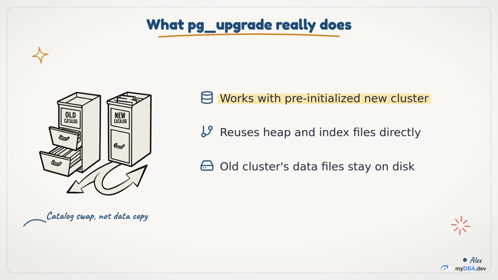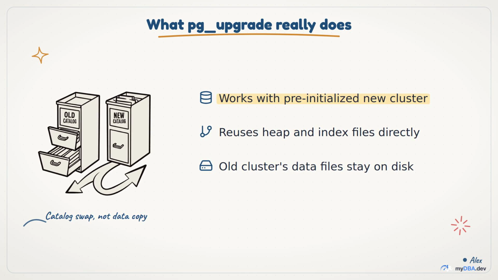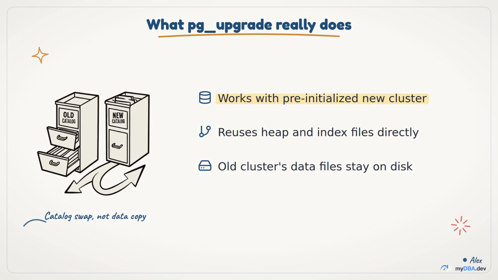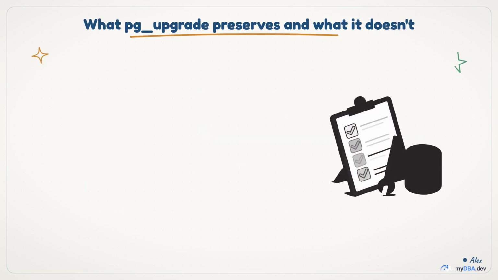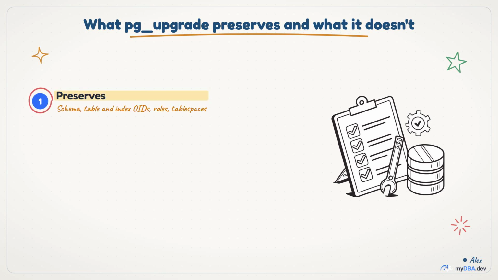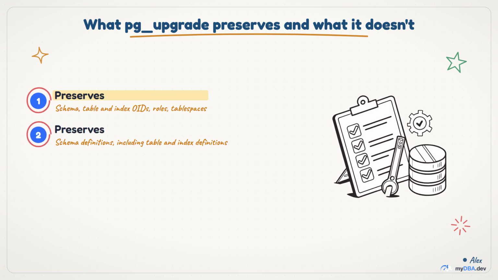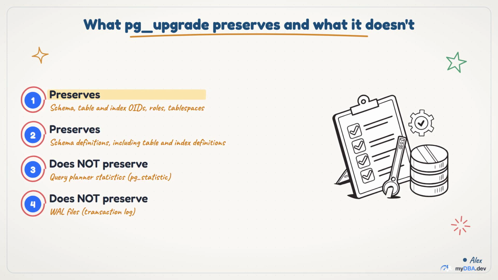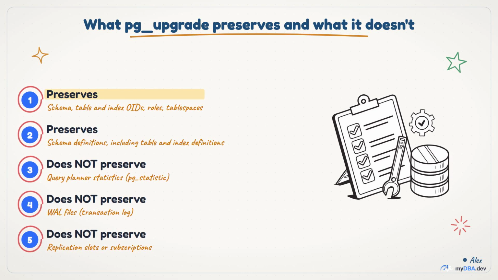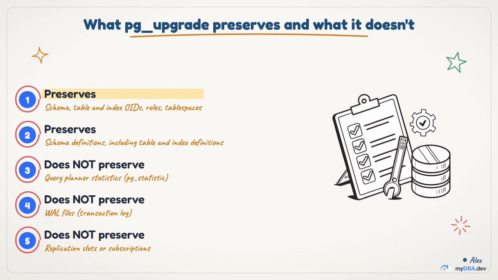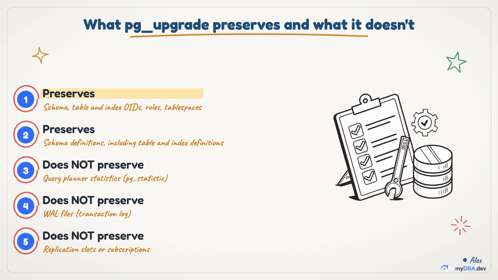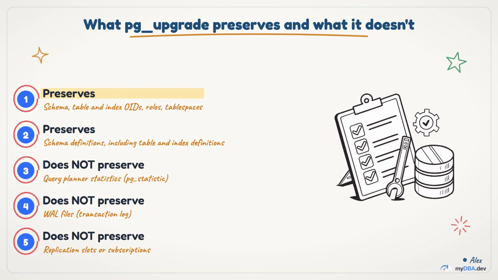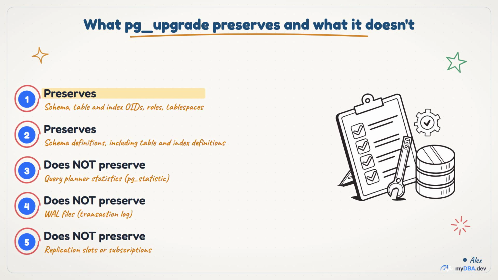But this catalog swap approach is also why certain things don't carry over automatically, and why some post-upgrade steps are mandatory. PG Upgrade keeps your schema, your roles, and your tablespaces. It preserves table and index OIDs so the file mapping works, but it does not carry over query planner statistics. pg_statistic is rebuilt empty. It also doesn't preserve WAL files, replication slots, or logical replication subscriptions.